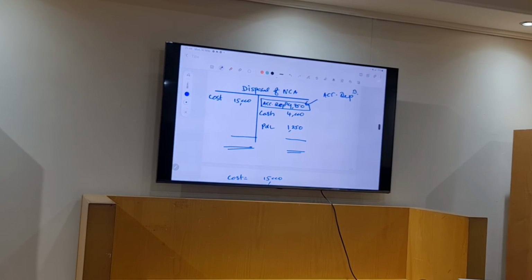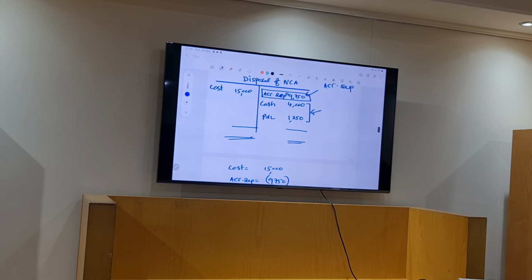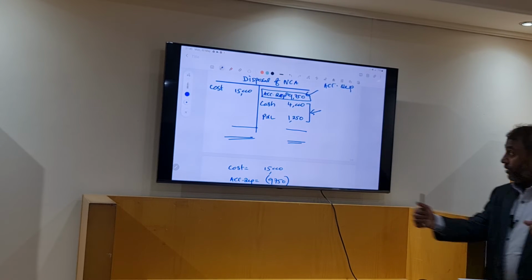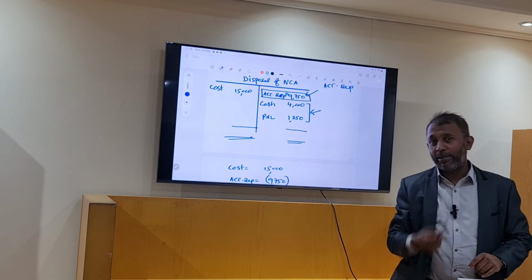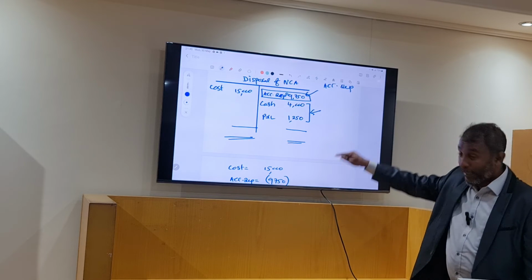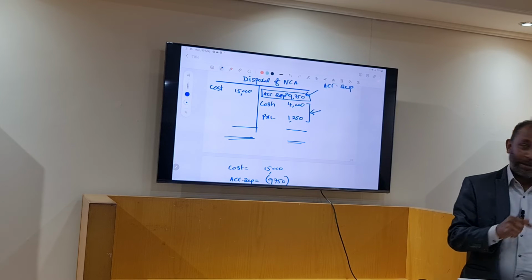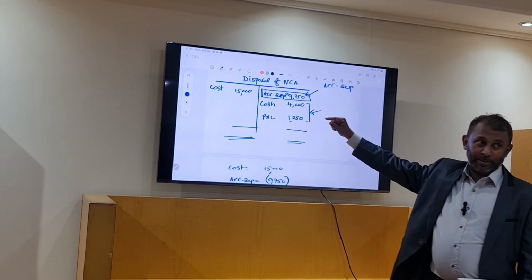There is another small shortcut. If you take the total of these two, that will give you the net book value. Without doing all this, you just take the cash, 4,000, plus 1,250 if it is a loss, giving 5,250. If it's a profit, minus. Suppose this 1,250 is a profit, then 4,000 minus 1,250. But if it's a loss, add. I didn't do that because this is the right way of doing it.